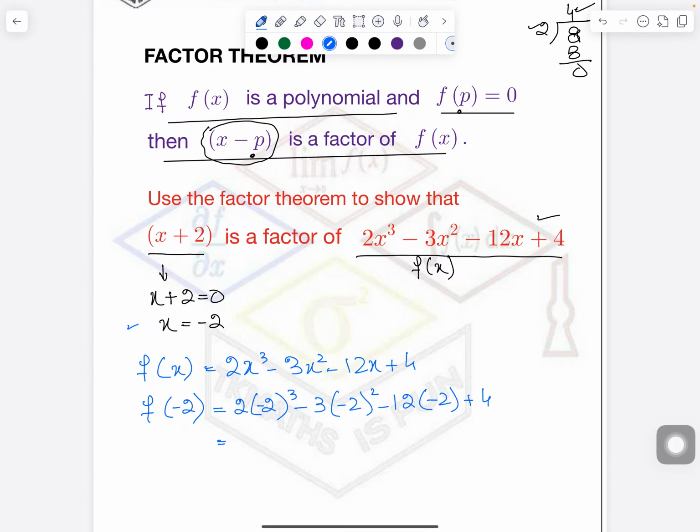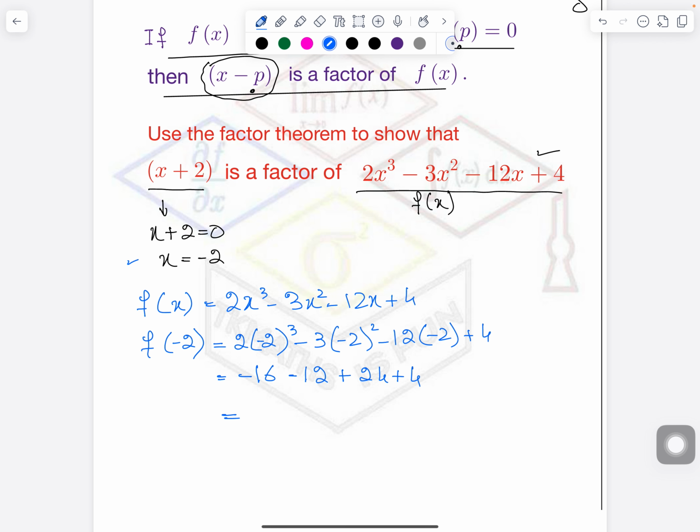So it is minus 16, 12, 24, 4 is equal to 0. When you get the answer 0, because this gives you the remainder, it means the remainder is 0, so x plus 2 is a factor. So I can say, hence, it is shown that x plus 2 is a factor of f of x.